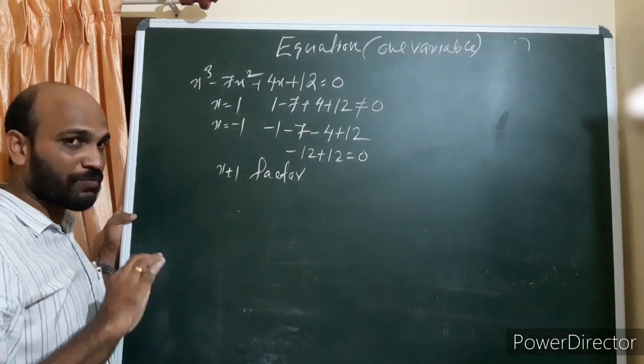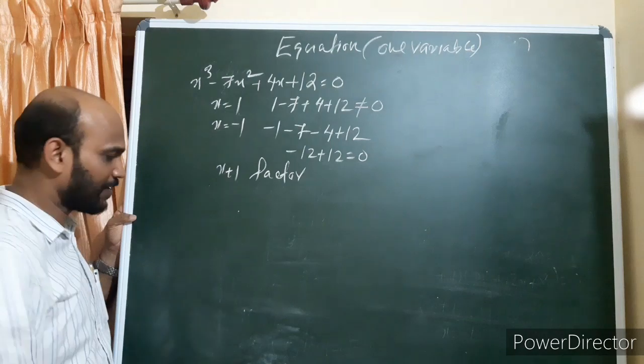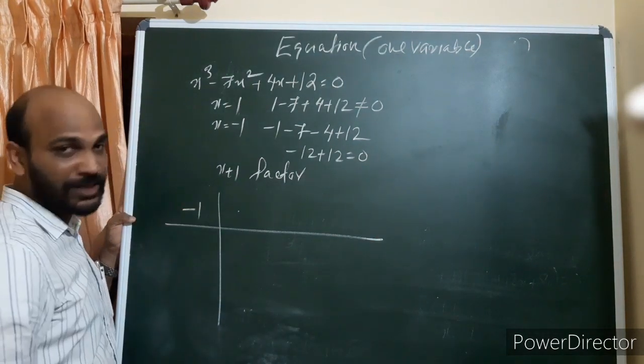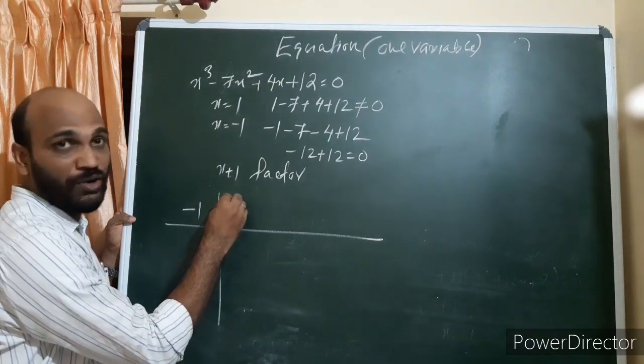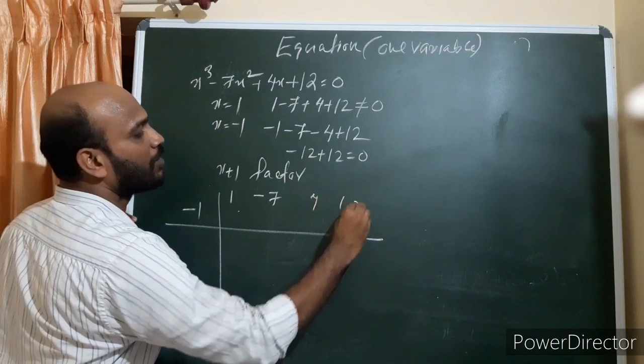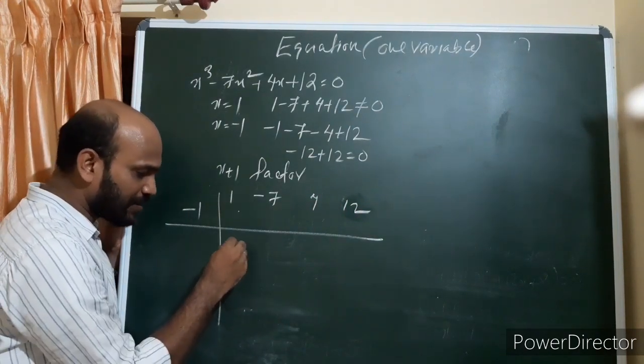Okay. Now we won't go for the long division method. We will use that super simple method. Minus 1 here. Here you have to write the coefficients: 1, minus 7, 4, 12. This number you have to write as it is.